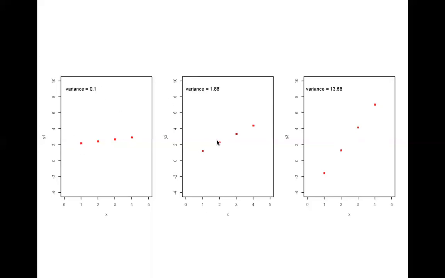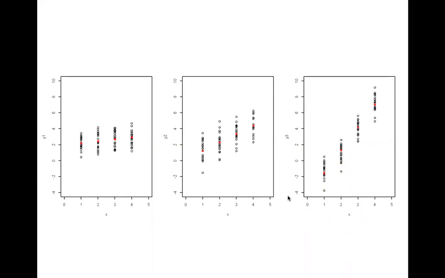If I take the variance of these 4 y values, I get 1.88. And if I take the variance of these 4 y values, you get 13.7. Right? So that shouldn't be shocking that those numbers are so different. It's the variance of the y values. Remember that those y values are supposed to represent the mean of y given x. So what I've done now is I've added variance to each of these. Right? I've added variance to each of these.